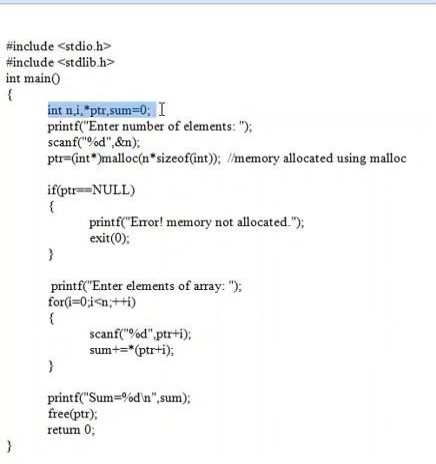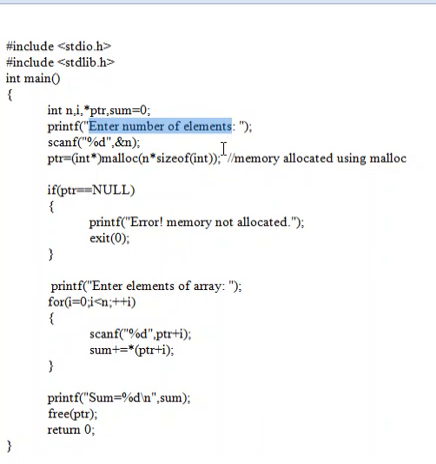Next, this is the declaration part. I am declaring n, one variable of integer data type. I use another variable which is integer data type. ptr is the pointer variable and sum is the normal integer variable with initial value 0.